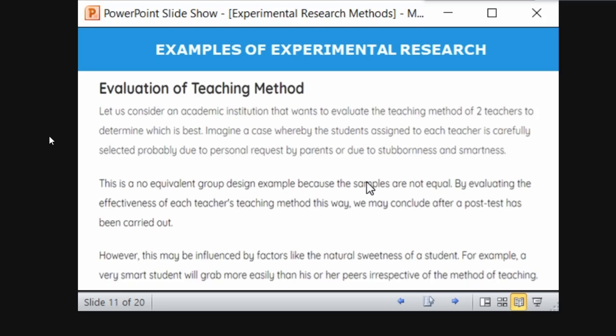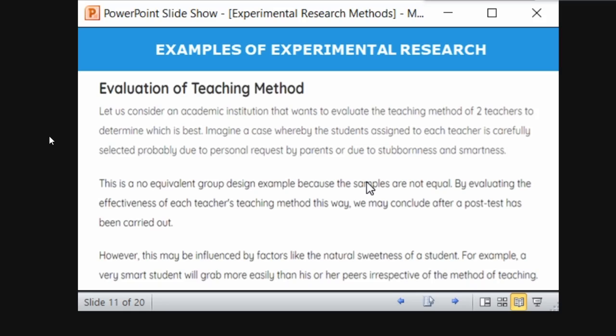By evaluating the effectiveness of each teacher's training method this way, we may conclude after a post-test has been carried out. So here we are having 6 students, right? 3 students are learning under me, and 3 students are learning under one more teacher. But here the samples are not randomly selected. The samples are selected based on certain parameters, either by the influence of parents, the influence of the organization, or the skill of the students. So it is not random, which means it will never become a true experimental design.